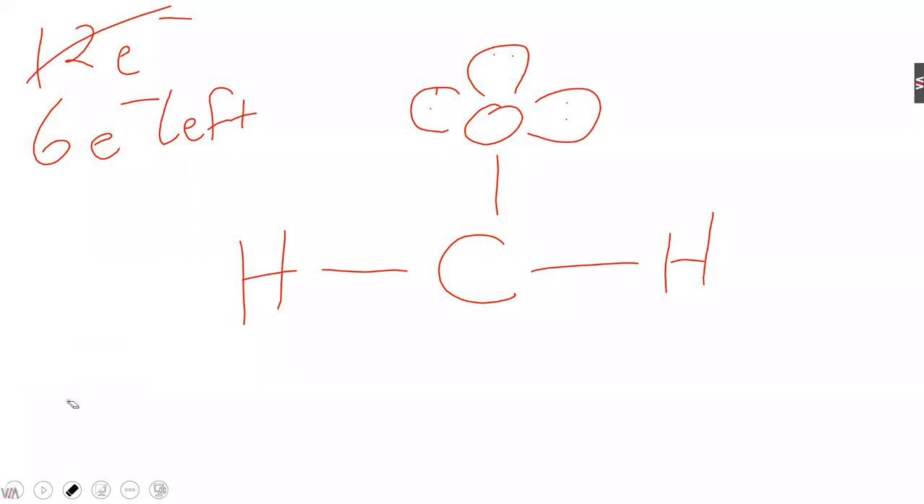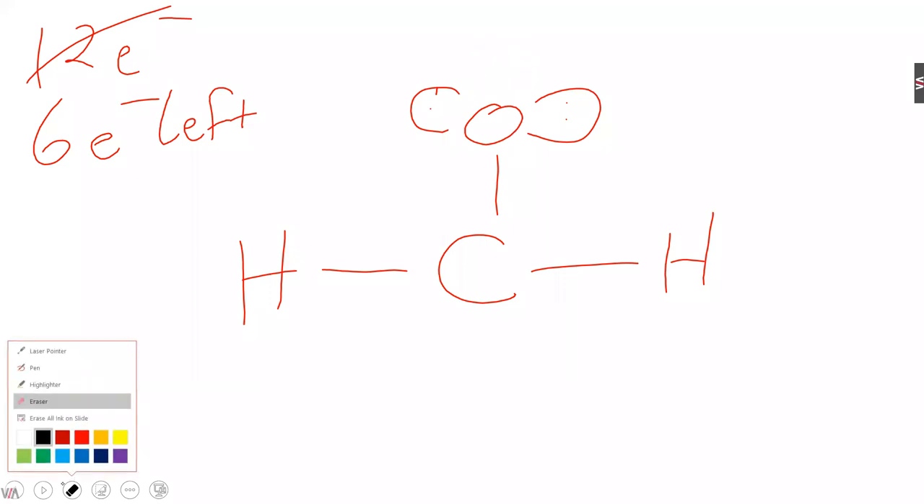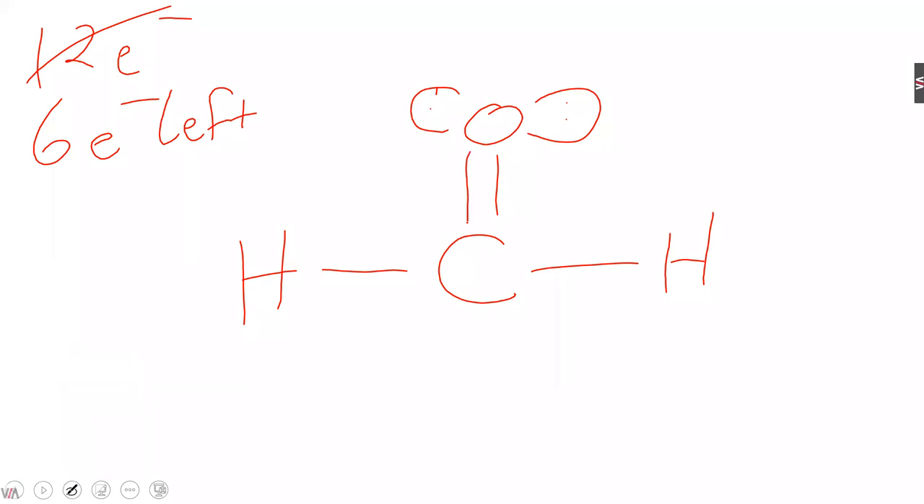Everything good? What do we still need to do? Carbon's still missing a pair, right? But we're out of electrons. We can't just dump another pair on there. So we can't make the hydrogens share any more than they already are, because they're already sharing all of their electrons. They have no more electrons to share. So it has to come from the oxygen. So we need to erase a pair and turn it into a double bond.